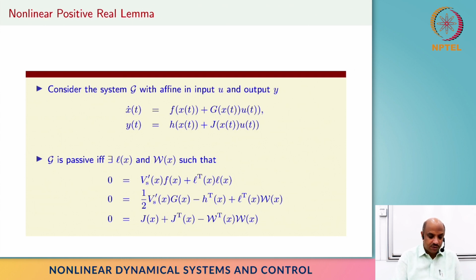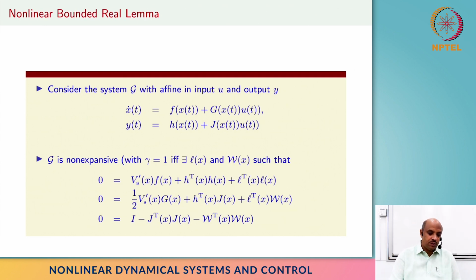So this set of three equations is actually equal to one nonlinear matrix inequality, and for the special case of polynomial systems, we can use things like SOS toolboxes to check. So if we actually take the non-expansivity definition where gamma is equal to 1, then you will get the nonlinear version of the bounded real lemma, which essentially is what we see here.